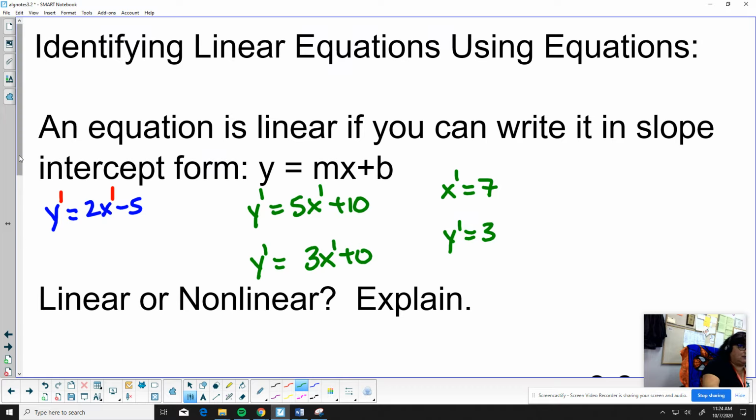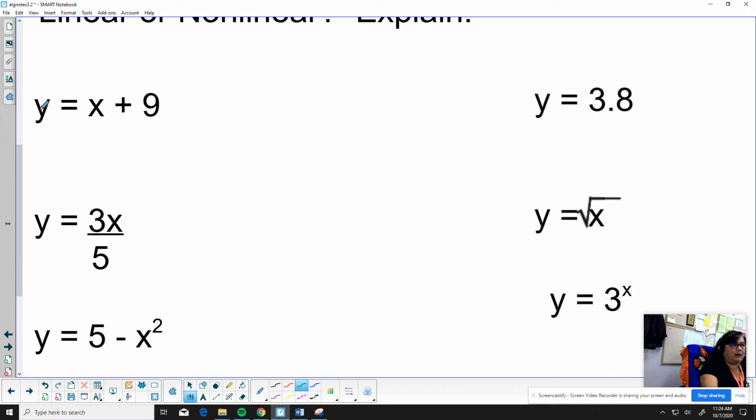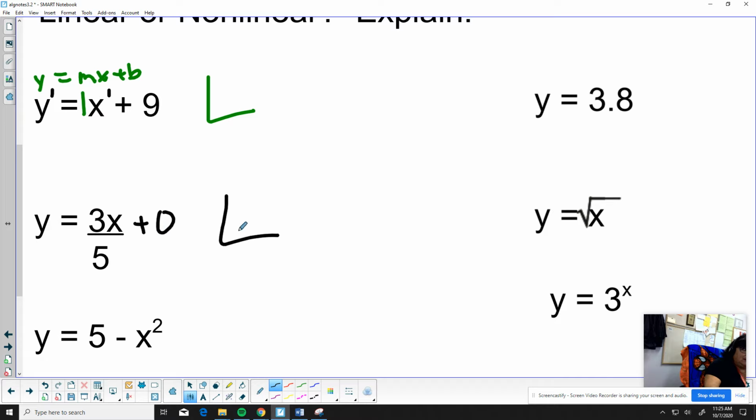All right, so let's go through these together. All right, y equals x plus 9. Well, it's in the right order for y equals mx plus b. M would be 1 and b would be 9. This one's linear. Notice that the exponents here would be 1 on the x and the y. It's linear. Okay, let's look at this one. So y equals 3/5 x. So 3/5 would be my m, and plus 0 would be my b. This is linear. Okay, see how the exponents are 1s?